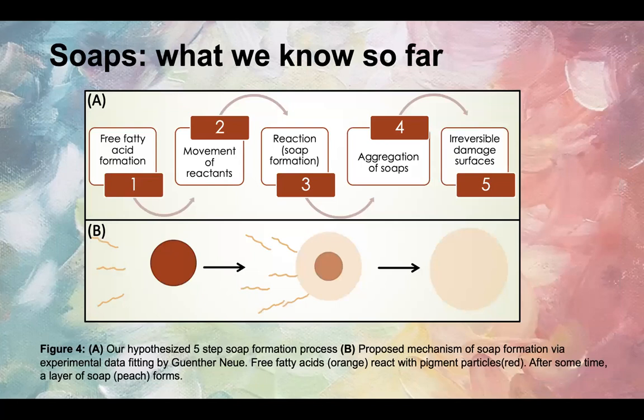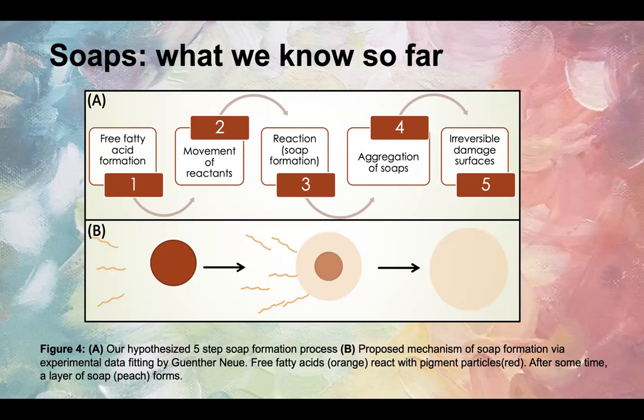So what do we know so far? This is our 5-step process, to simplify everything down. So step one, the free fatty acids have to form. Paint is a polymer, or at least oil paint is a polymer. As it dries, the unsaturated fatty acids in the oil matrix polymerize together. Saturated fatty acids cannot polymerize and therefore are excluded from the paint matrix, but they don't just sit there, and that moves us on to step two.